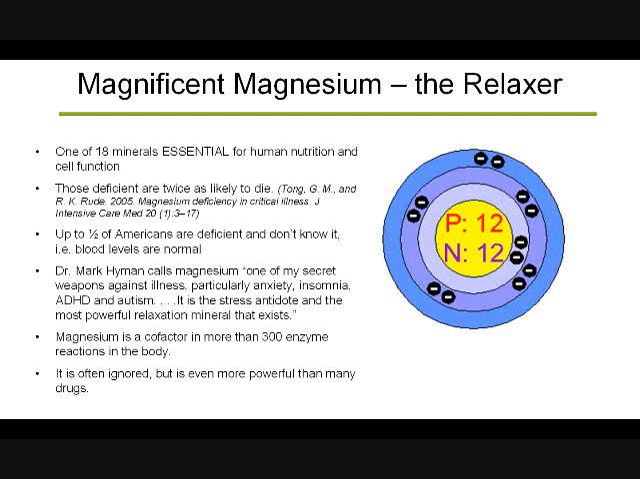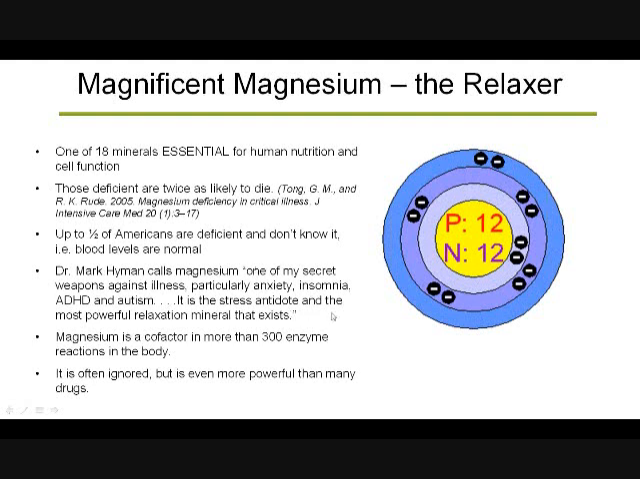Measure your levels. You have to measure them inside the red blood cell, not inside the serum. So you have to ask for a specific test from your doctor called the RBC magnesium. If you're low, you want to supplement. Even if you're normal in the cell, you still might benefit by supplementing because, remember, there are 300 enzymatic reactions that depend on magnesium. So Dr. Hyman calls magnesium one of his secret weapons against illness, particularly anxiety, insomnia, ADHD, and autism.